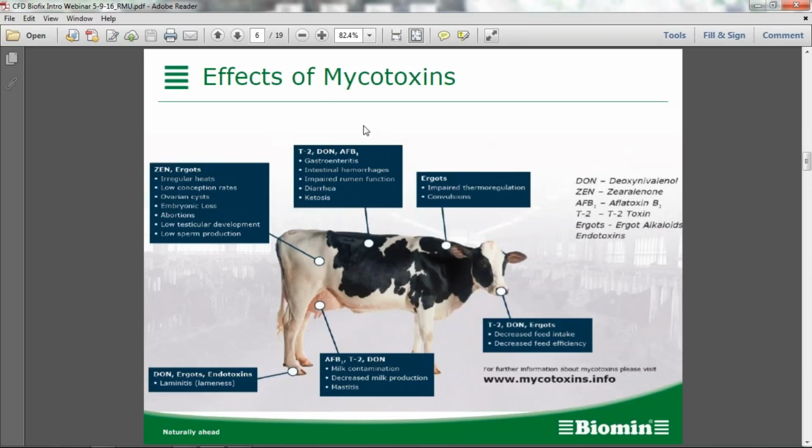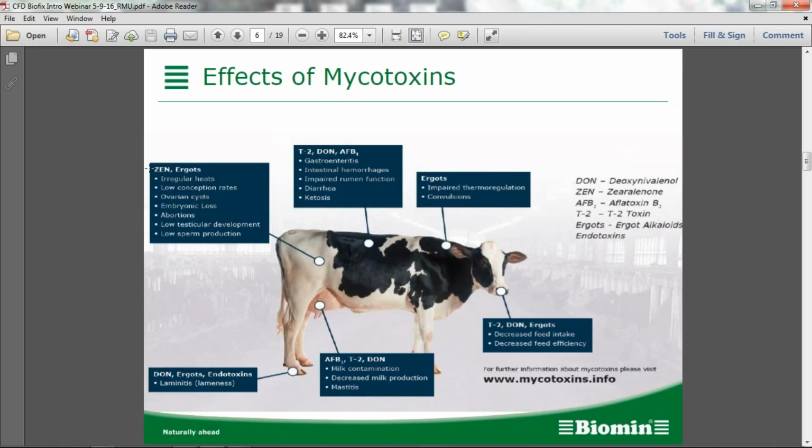This graphic focuses on cattle, since that's what I primarily work with, but we do see similar effects in all of the different livestock species, and even companion animals can be negatively impacted by mycotoxins. And the top line of each of the blue boxes, you'll see the different toxins that are associated, and then the bullet points are different signs that you would potentially see in animals.